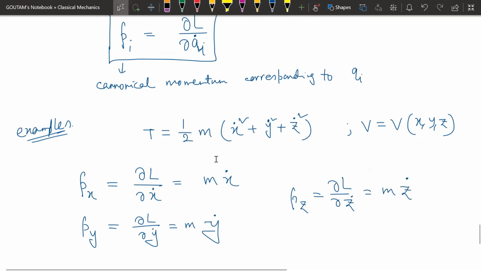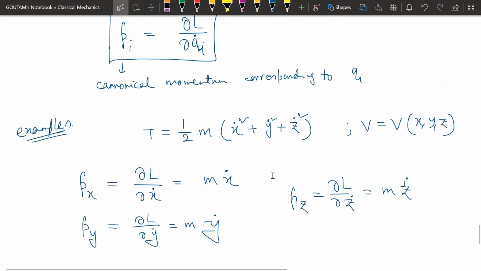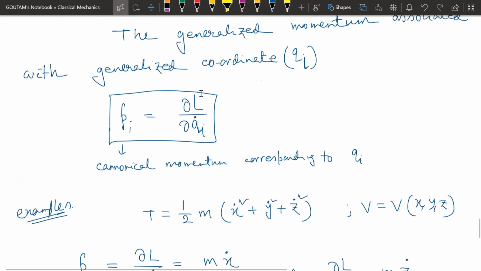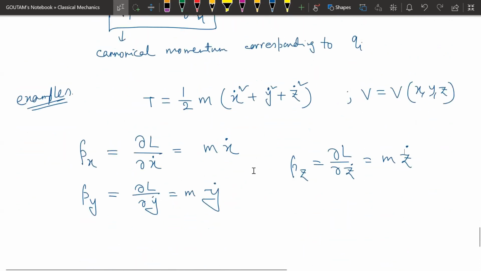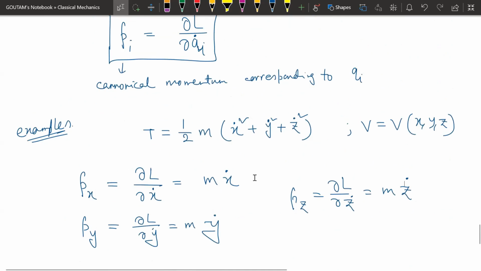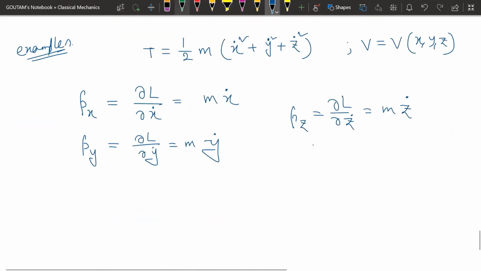So these are the linear momentum along the x direction, right? m x dot, the x component of linear momentum. But this canonical momentum does not always have the unit of linear momentum. It can be something else, or it will not always be linear momentum. So let's say this is example A.